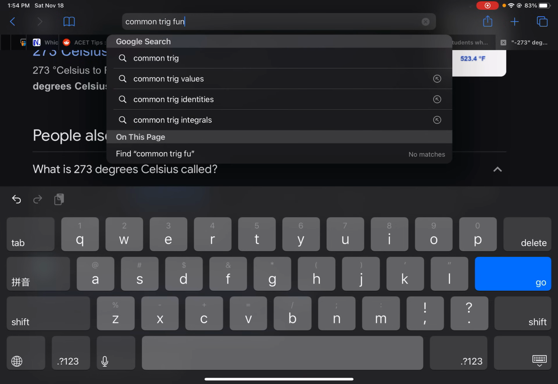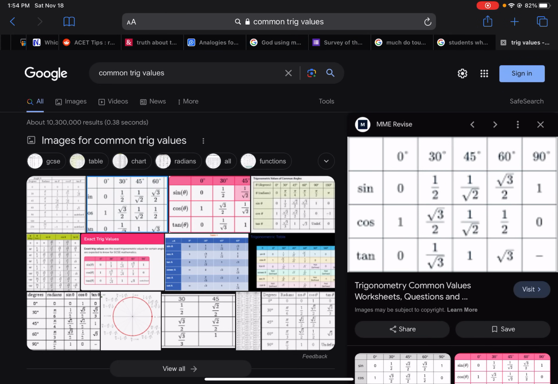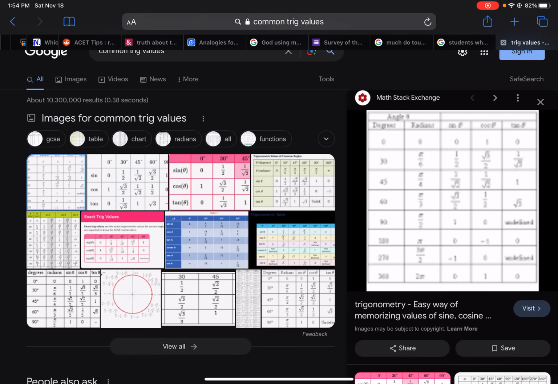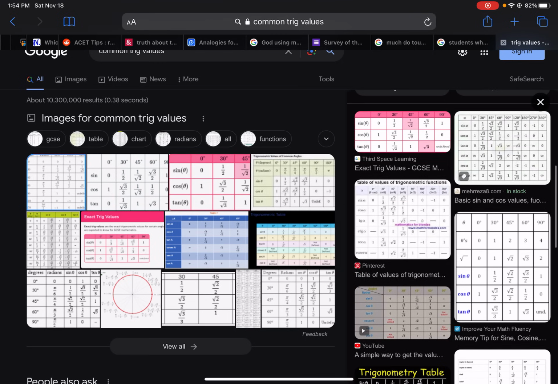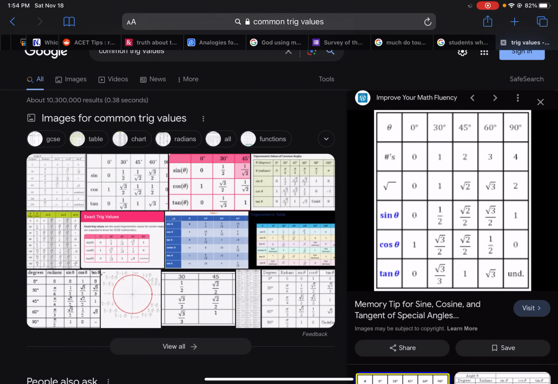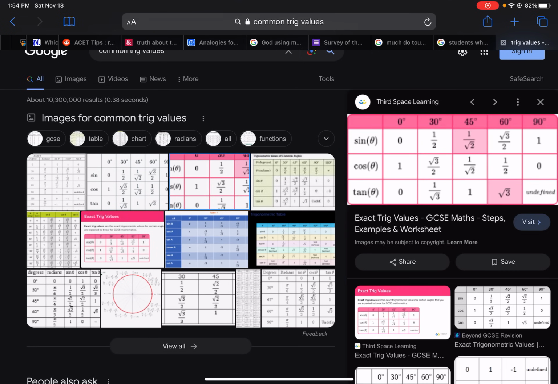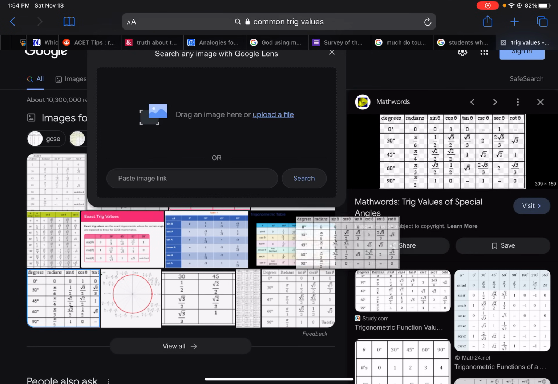Common trig values. There it is. I don't like the horizontal one. Let's try this one. It's so blurry. Why don't they write it horizontally? It's so weird. This is much better.